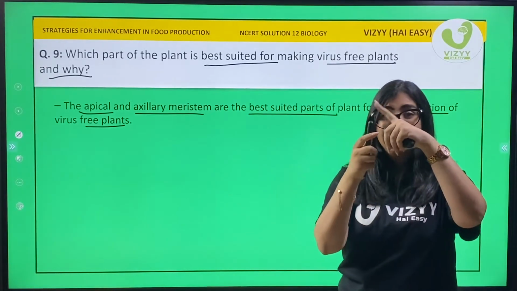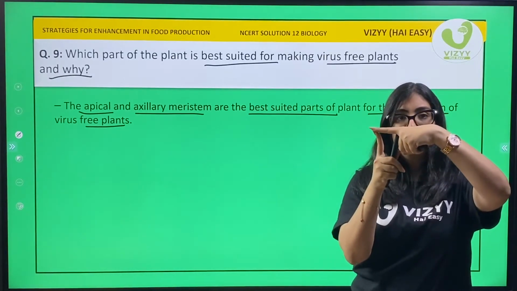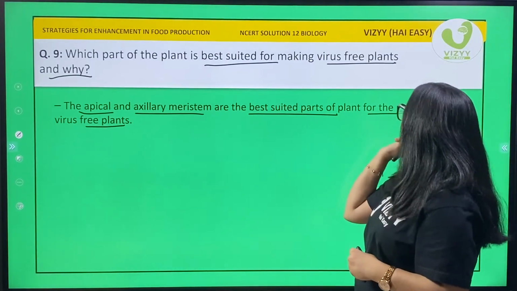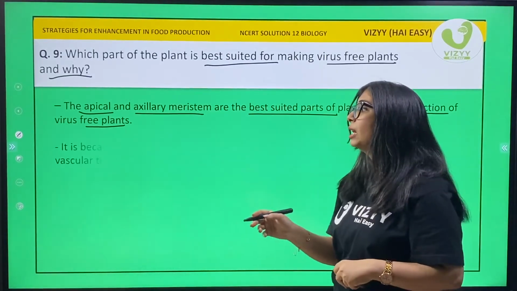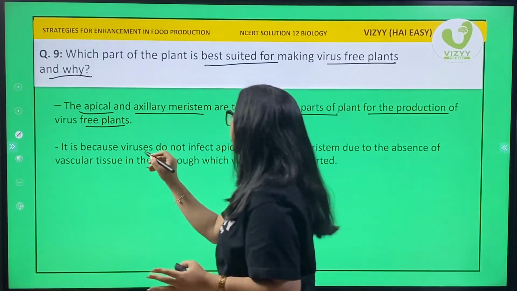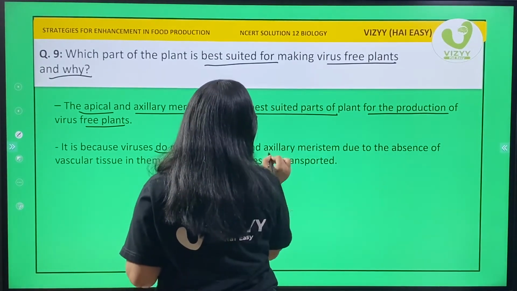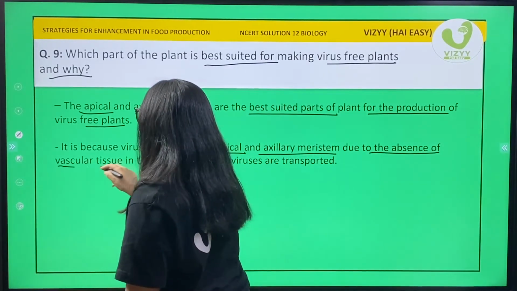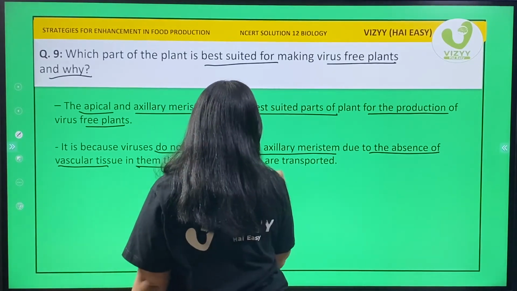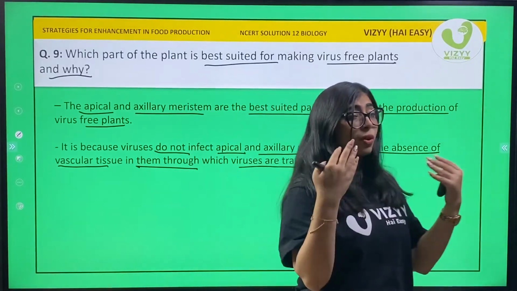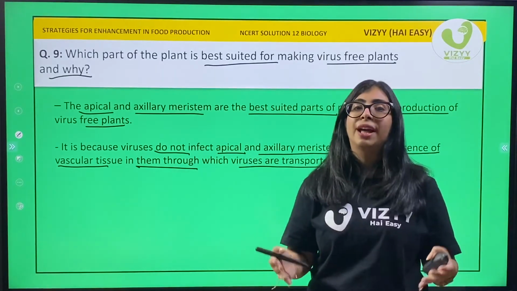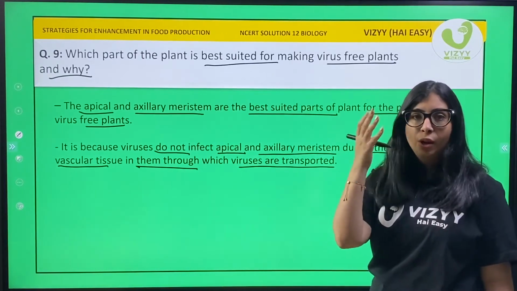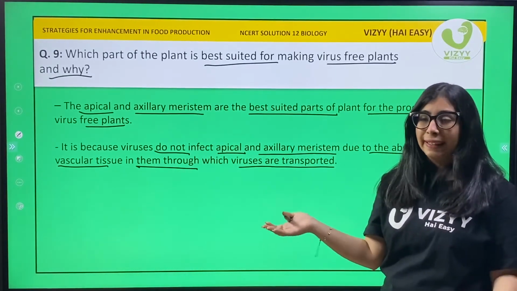Apical is what? The tip. Apical and axillary meristem are the best suitable parts of the plant for the production of virus-free plants. Why? Because viruses do not infect apical and axillary meristem due to the absence of vascular tissue in them, through which viruses are transported. So apical and axillary meristem will not have a vascular system and thus they will not be infected with the virus. Okay students, easy.